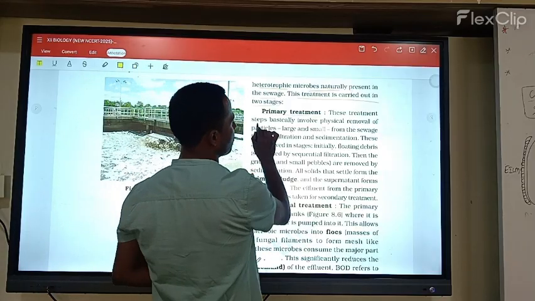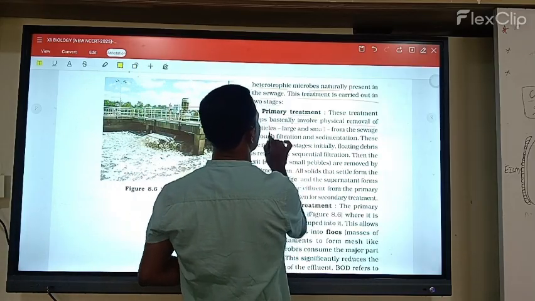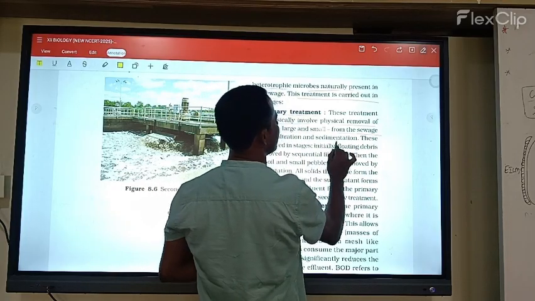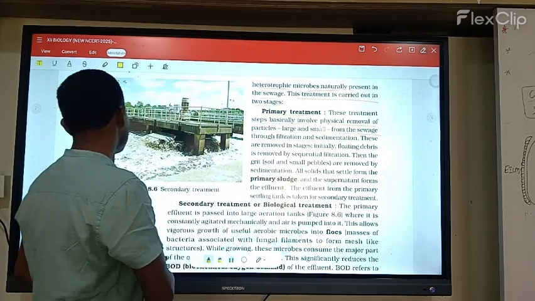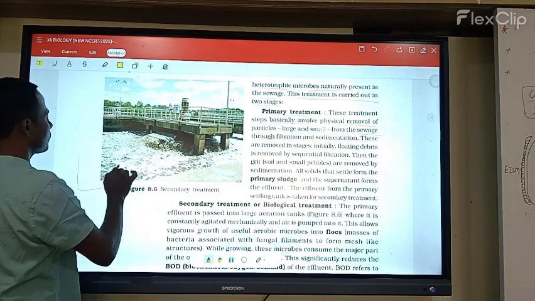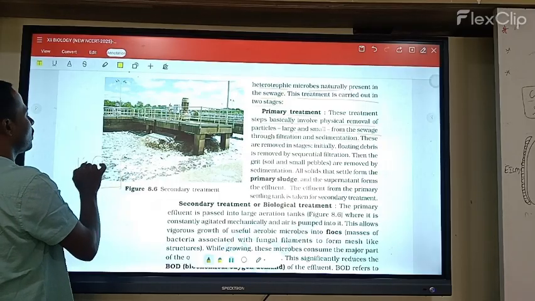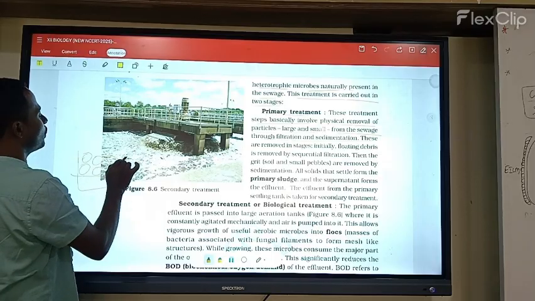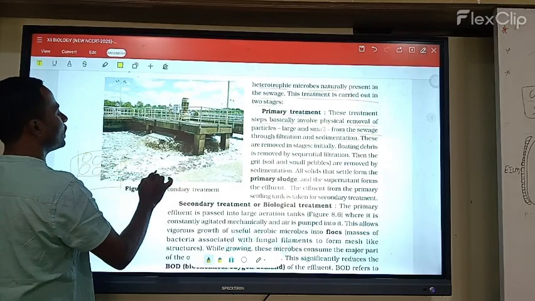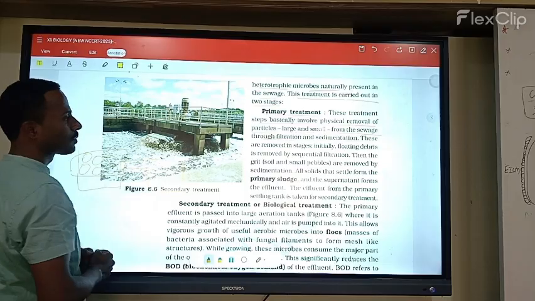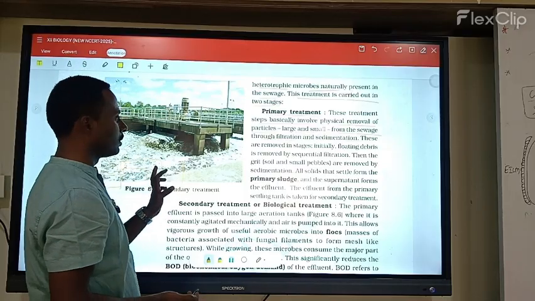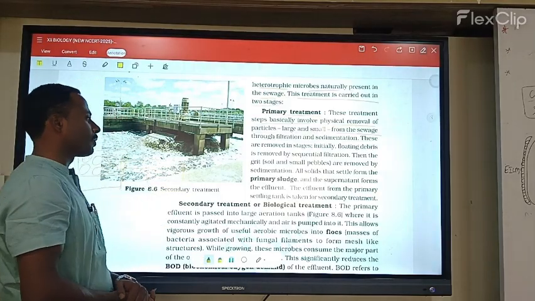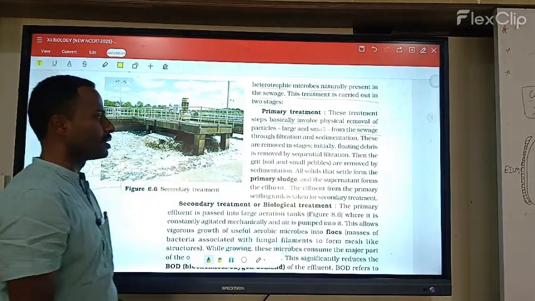This treatment step basically involves the physical removal of particles, large and small, from sewage through filtration and sedimentation. In this process, the large particles and debris are removed first. This physical removal of particles, large and small, is the first process, called primary sewage treatment.